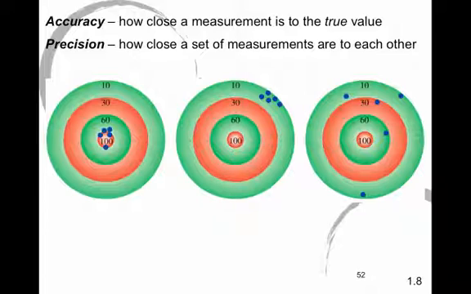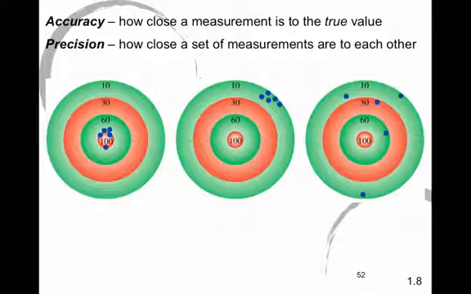Okay, accuracy versus precision. Accuracy is how close the measurement is to the true value, and precision is how close the set of measurements are to each other. And I explained that to most of you throughout the lab because there was that question on it.